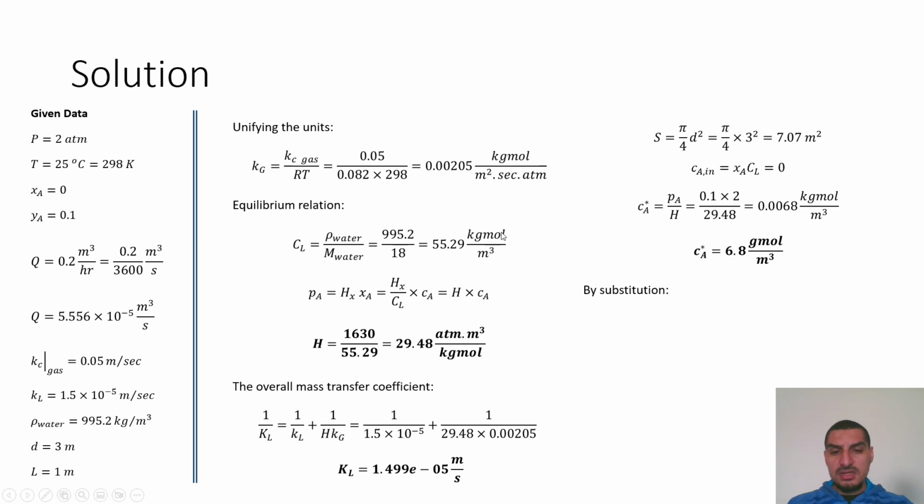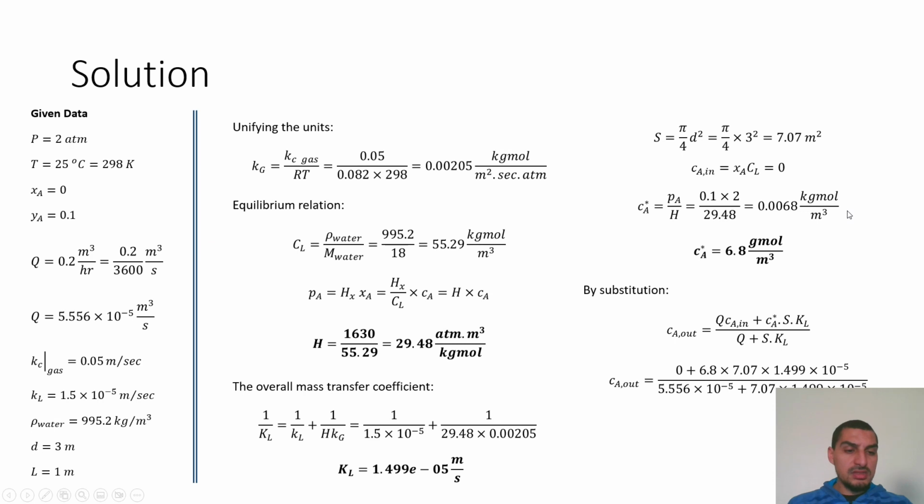So if this is kilogram mole per hour, then this has to be in kilogram moles per hour, and I mean per meter cube. The units must be homogeneous. If you substitute, you will find that the outlet concentration is 4.461 gram mole per meter cube. So this is all we have to do in order to get the outlet concentration.